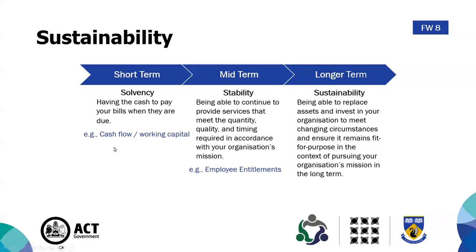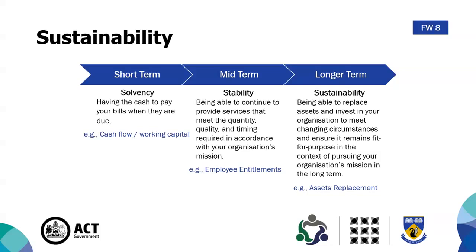But equally, in the longer term, organisations need to maintain sustainability, which means that the organisation can meet the sustainability definition that we've just talked about, that is, maintain the quantity, quality and timing of service and support delivery, by being able to replace assets, invest in the organisation to meet changing circumstances, particularly policy and regulatory changes, and to ensure that the organisation remains fit for purpose in the context of pursuing its mission. To that extent, things like replacing assets or responding to policy changes, meeting regulatory changes, and also being able to train and manage staff over the longer term are all elements of sustainability that need to be considered.